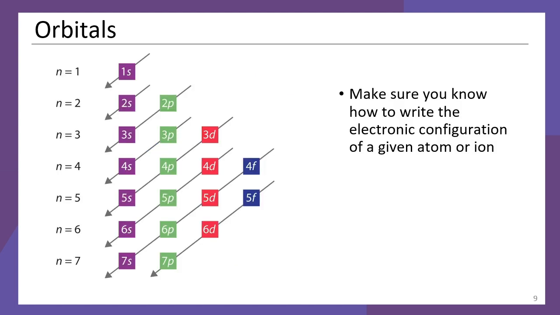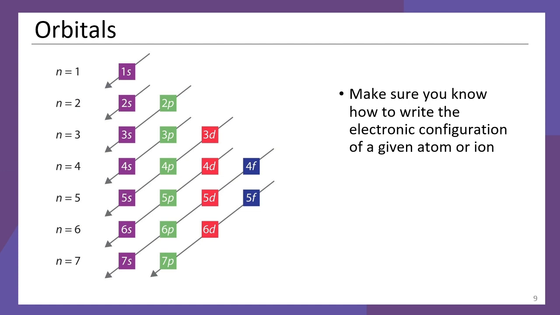You do want to make sure that you know how to write electron configuration. So again, for some of you, this may be thinking back to year 11 or to previous studies where you're going, all right, 1s2, 2s2, 2p6, 3s2, and needing to continue along in that way. They absolutely can, and very likely will, ask you to write the electron configuration of a given atom or ion.